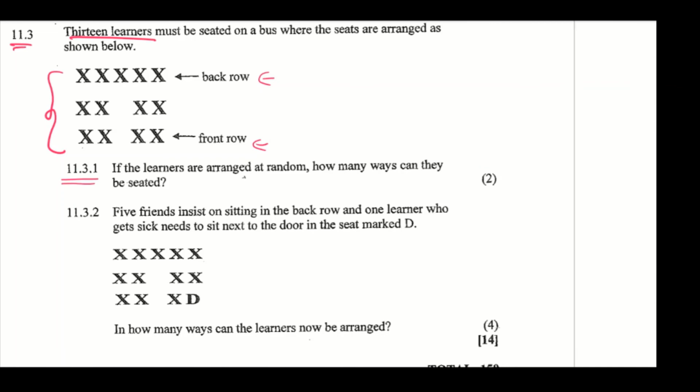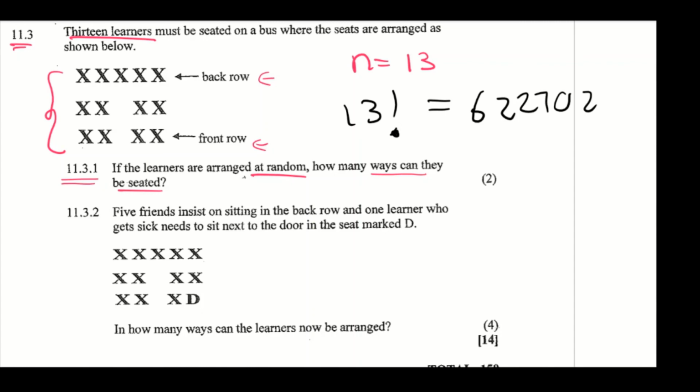11.3.1, if the learners are arranged at random, how many ways can they be seated? So we are told that n is 13 learners, right? Now to identify the seating of these 13 learners at random, we're simply going to say 13 factorial, which will give you 622,702,080. So this would be the seating of these learners at random, 13 factorial.